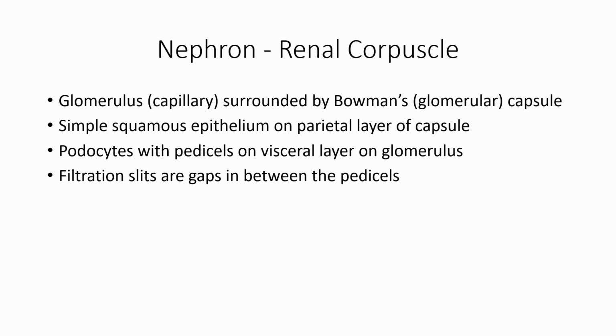This is going to be simple squamous epithelium on the parietal layer of the capsule. And then on the visceral layer on the glomerulus, we're going to have what are called podocytes. And they're going to have these little pedicles. This is one of the places where we see a specific type of capillary. We're going to see a fenestrated capillary, since we need it to be a little, quote, leakier than a regular capillary. And then between these pedicles, we're going to have little filtration slits that are just forming gaps between them.